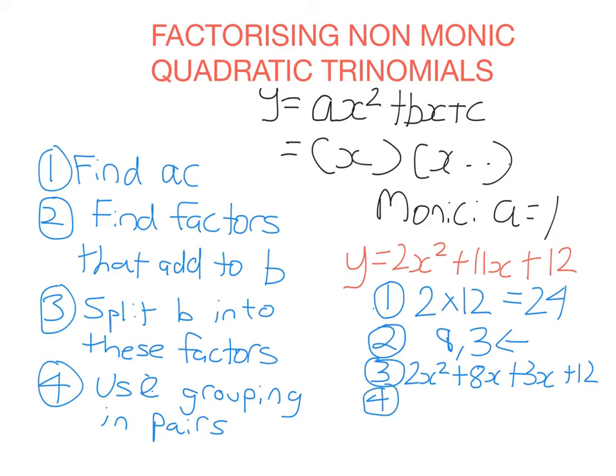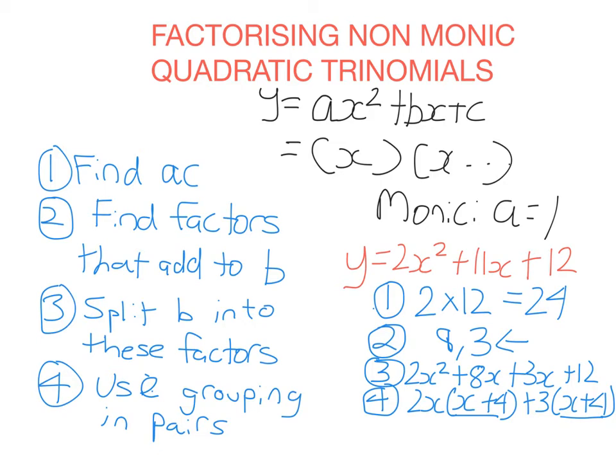So 2x squared and 8x have a common factor of 2x. So 2x squared divided by 2x is x. 8x divided by 2x is 4. And then the second two terms, 3x and 12, have a common factor of 3, so it just looks like this. Now, the whole reason that we're doing it this way is we should end up with a common factor in brackets like this. If we don't, then we've done something wrong.